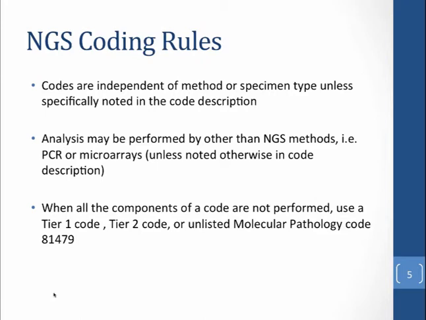The coding rules: these codes are independent of method and specimen type at this point, although a lot of people are trying to modify that as they go forward. There are opinions that there should be more detail, but for right now, it doesn't matter whether you use cell-free DNA in the blood or if you're using tissue, etc. It's independent of specimen, unless it's specifically noted in the description of the code.